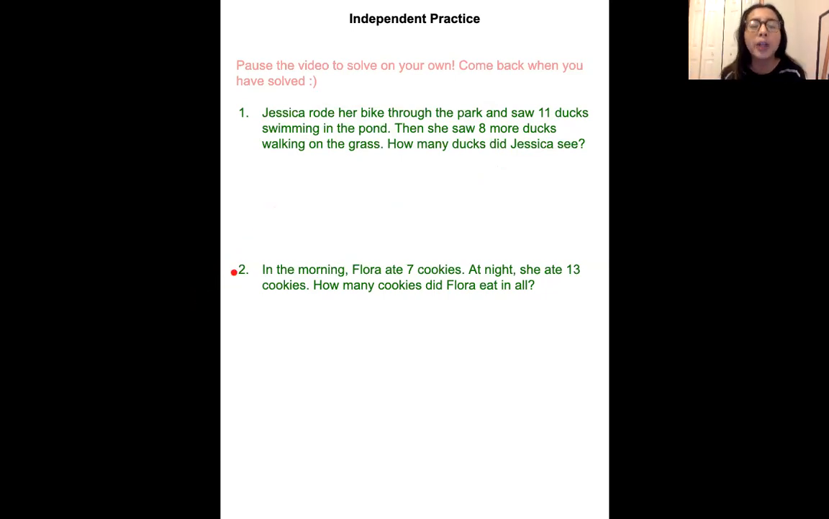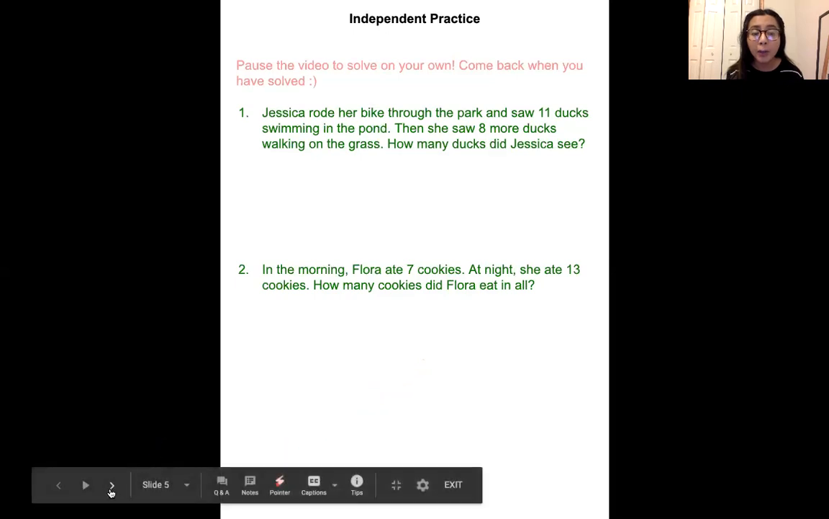Then in the second problem, in the morning, Flora ate 7 cookies. At night, she ate 13 cookies. How many cookies did Flora eat in all? Same thing here. Organize your drawings with your tape diagram with your 2 parts and your total. So go ahead and pause the video, then come back to check if your work matches my work.